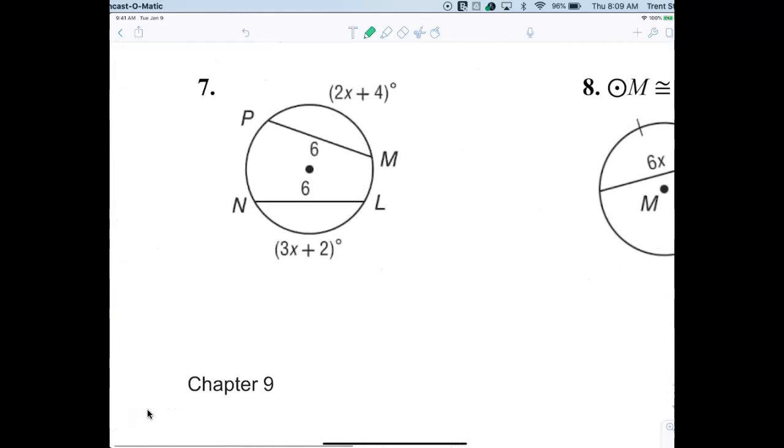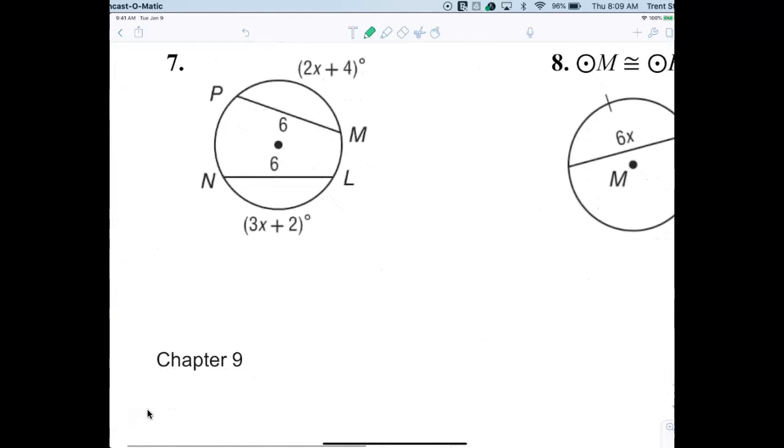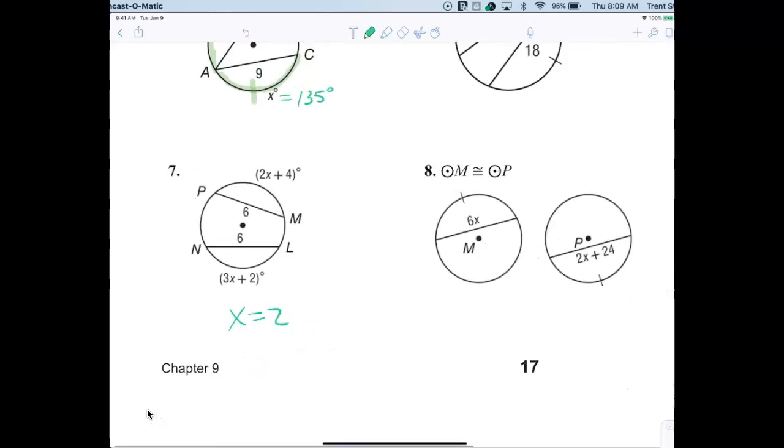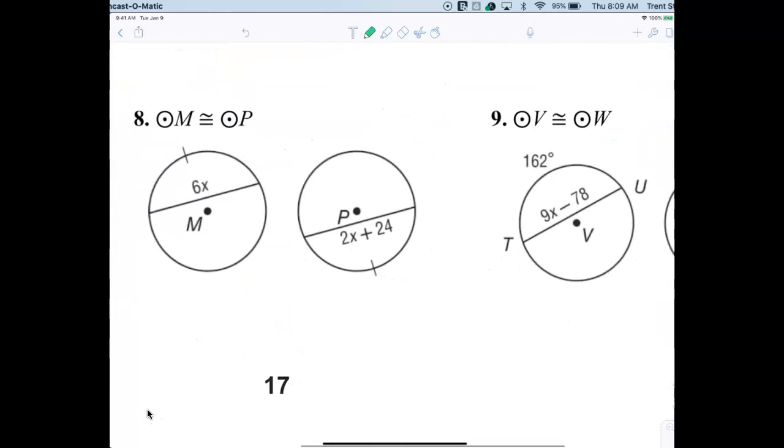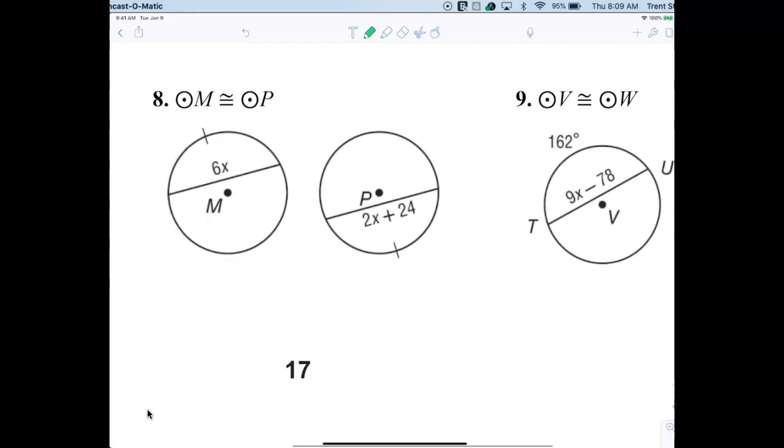7. Same principle, guys. What's this? Yeah, x equals 2 again. Mental math. I'm trying to make sure they're not asking for something specific. It just says find x. So over here, x equals 6. Any issues?